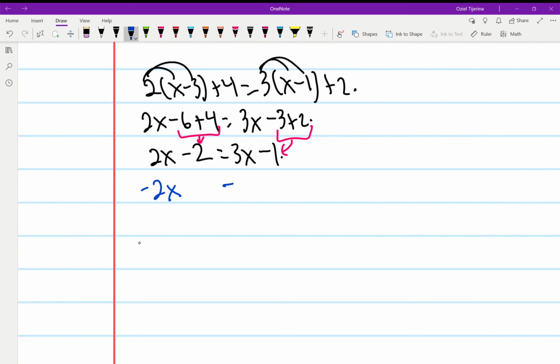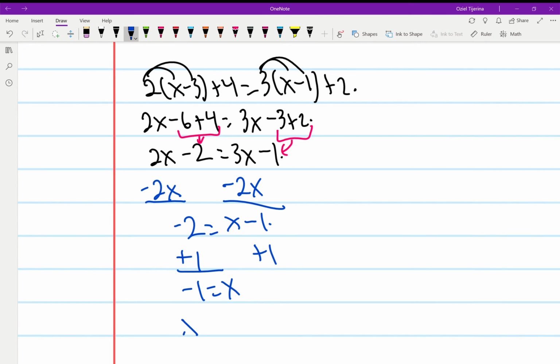So you have minus 2x on each side, and you get negative 2 equals x minus 1. So then you add 1 to each side, and you get negative 1 equals x, or x equals negative 1. So that's the answer for that one.